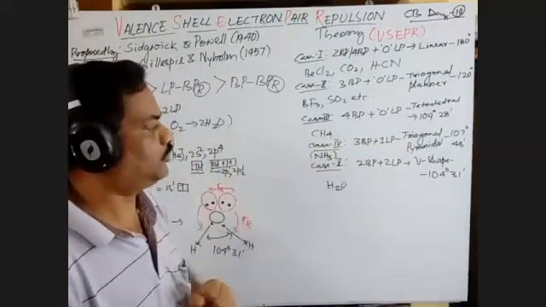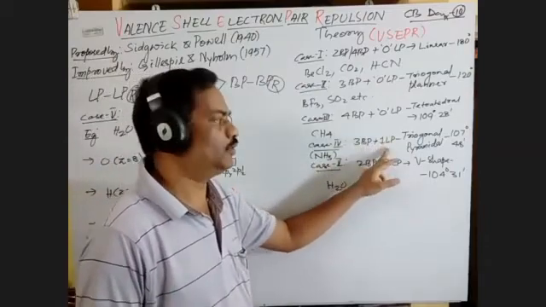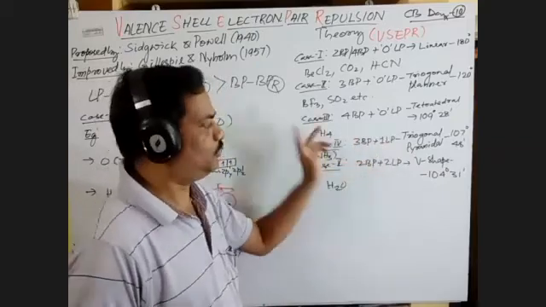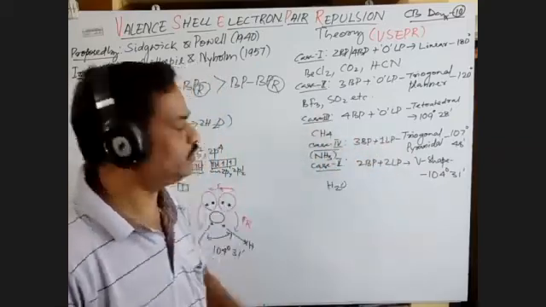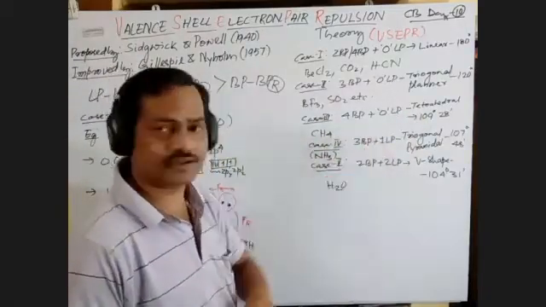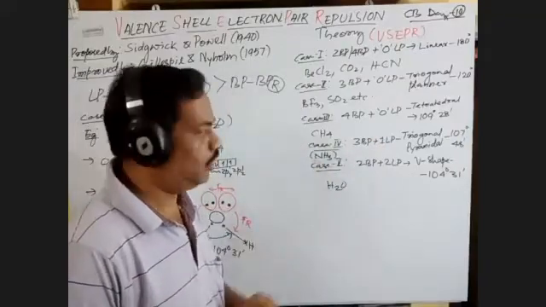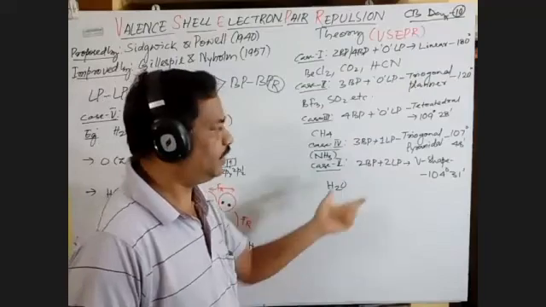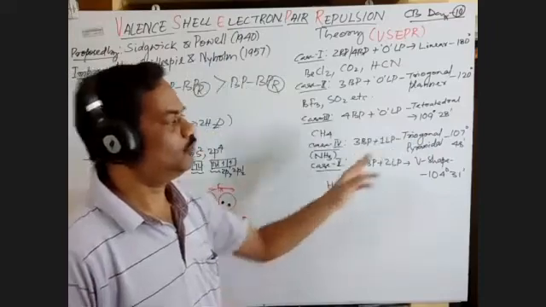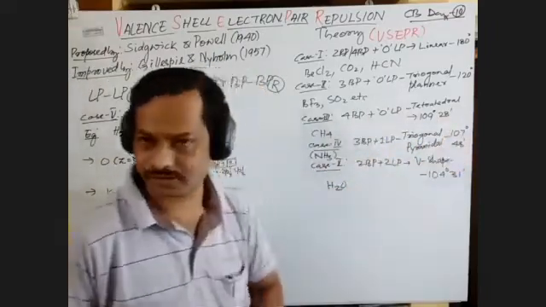Coming to the fourth one. If there are three bonded pairs with one lone pair, there is lone pair-bond pair repulsion, which is greater than bond pair-bond pair repulsion. So it is expected to be a tetrahedral structure, but because of the presence of a lone pair, which repels the bond pairs more, the structure will be trigonal pyramidal, with the bond angle decreasing to 107 degrees 48 minutes.